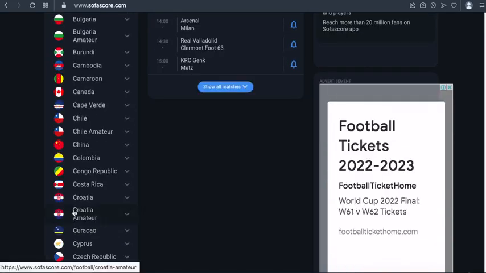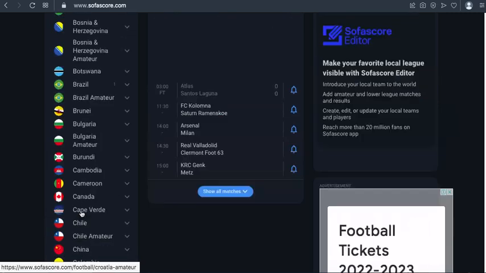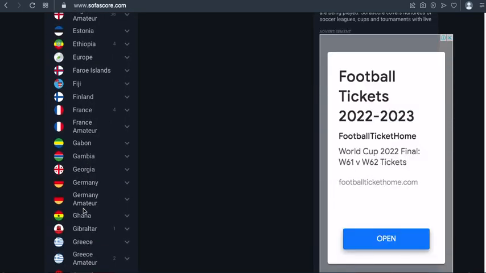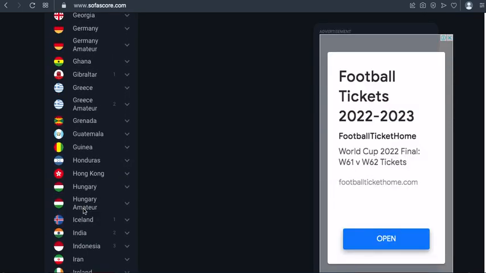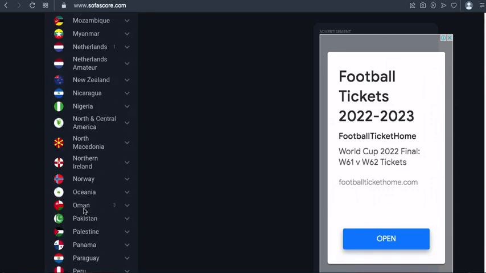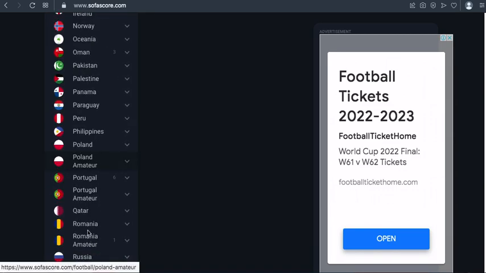They have more leagues right there, but I'll come again with a video to teach you the leagues that play more goals and the leagues that don't play more goals, so that it will be easy for you. So let's get down to Portugal League right here. Maybe they have a match playing today. If they do, you'll find it very easy to do this prediction.